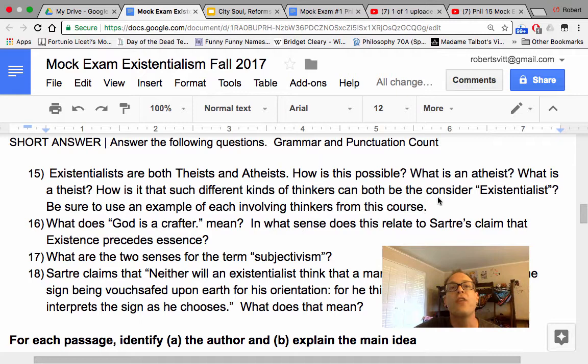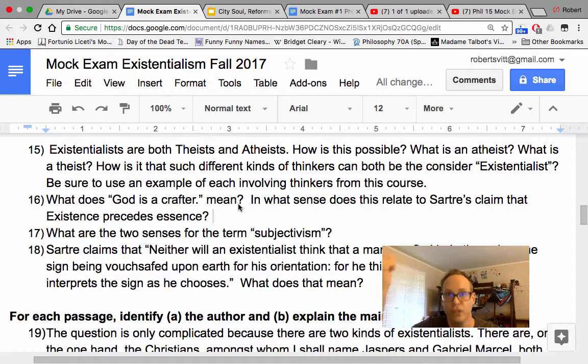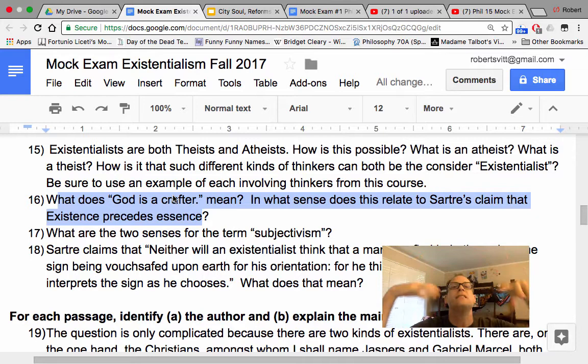All right, number 16. What does God as a crafter mean? Look at your answer above. In what sense does this relate to Sartre's claim that existence precedes essence? Okay, so we discussed 16 above. God as a crafter just means God is the entity that creates things, right? We can imagine just as someone makes a pot, God could make a planet. That's the analogy there.